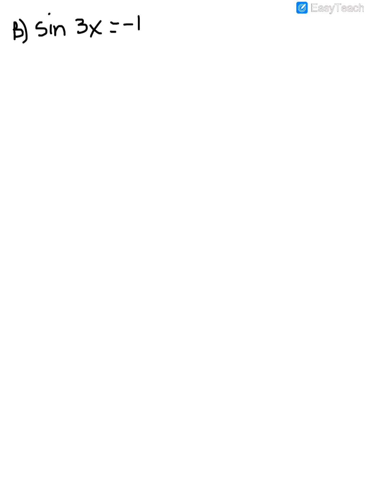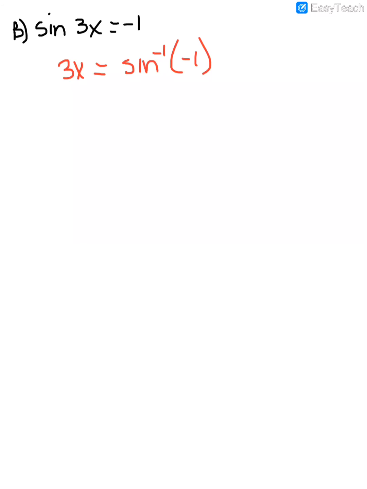Here I have the sine of 3x is equal to -1. I'm going to do the same thing that I did in the previous equation. I'm trying to get to the x, so I have to work my way into it. The first thing I have to do is get rid of that sine, and I do it by taking the sine inverse of both sides. So if I take the sine inverse of sine, sine goes away, and I'm left with 3x is equal to sine inverse of -1.